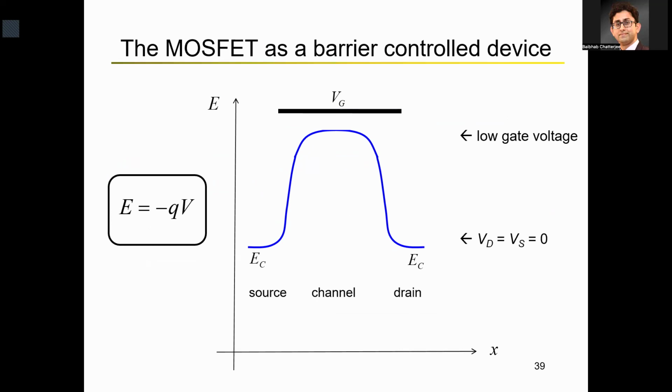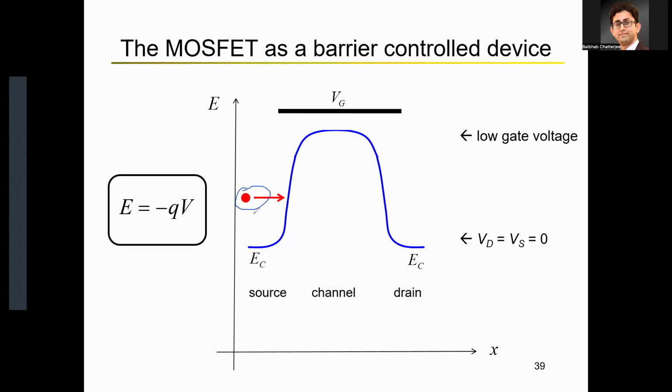And your electrons are on the source side, because the source is the source of the majority carriers, which are the electrons in this case, because you are looking into an N-channel: N-type source, then a P-type channel, and then N-type drain. So your majority carriers are the electrons.